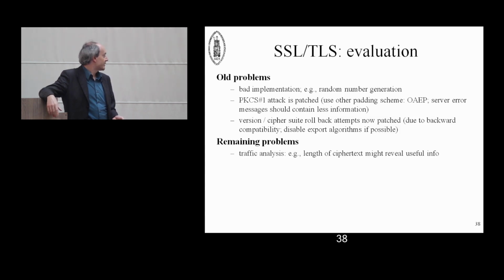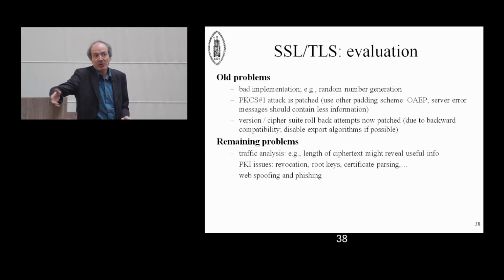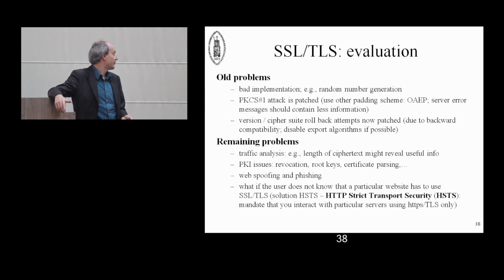So length of ciphertext is still visible. There are still all the PKI problems. You can still do web spoofing and phishing. TLS cannot protect against this. If as a user you actually enter your confidential data in a wrong website, there is not much that can be done.